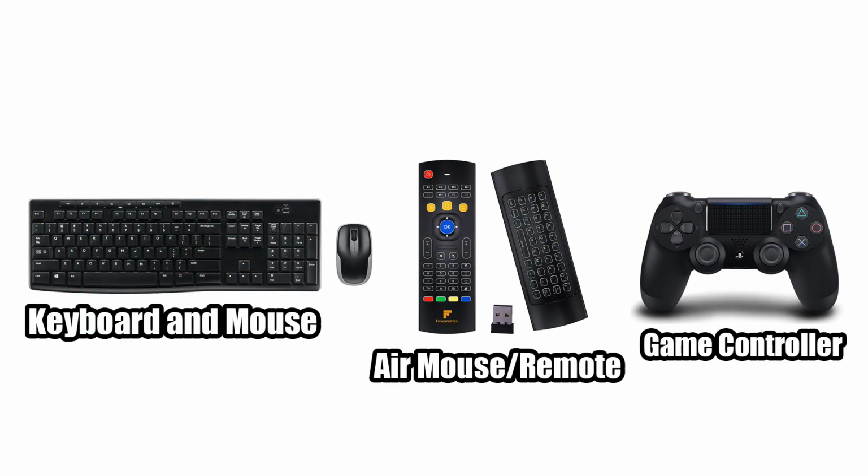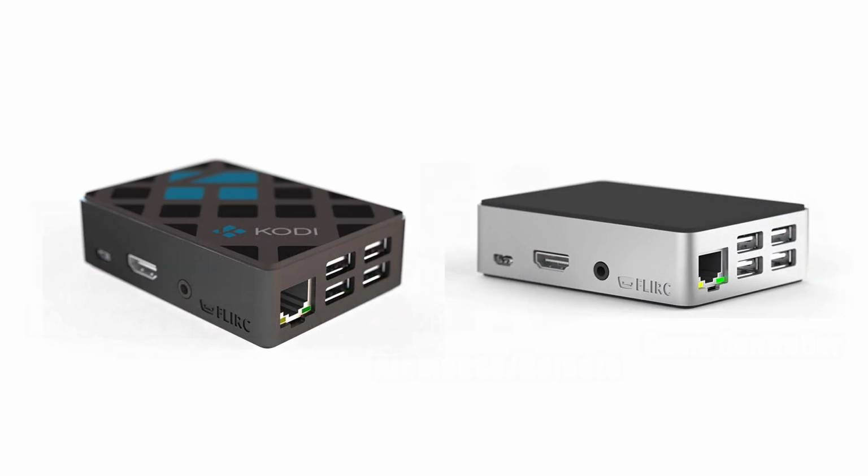You're also going to need something to control the interface on the Raspberry Pi. Keyboard and mouse works fine. You can use an Air Mouse remote or a Bluetooth game controller. I recommend a PS4 controller. This part is totally optional, but you might want a nice looking Raspberry Pi case. One of my favorites here is the Flirt case. They offer the all black version with the Kodi logo on top or the older silver version. These also act as a heatsink for the Pi to keep it cool.